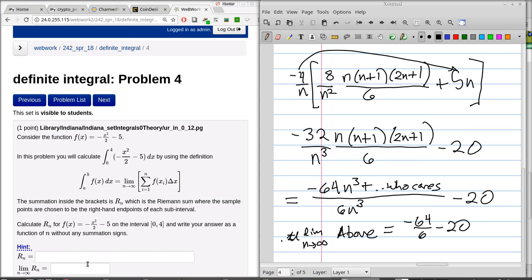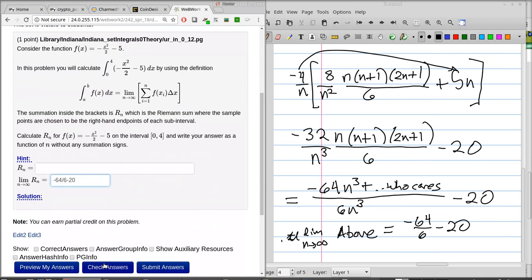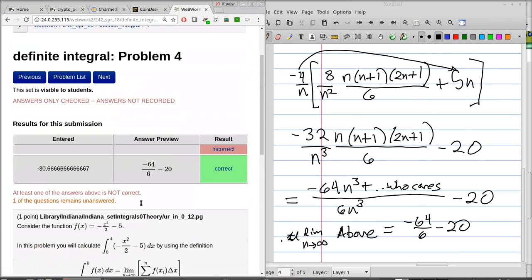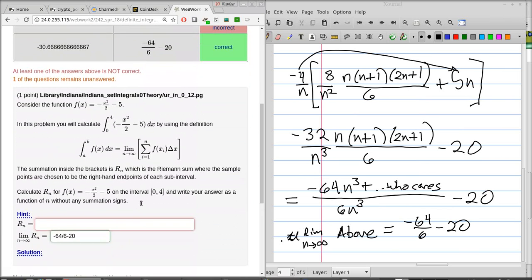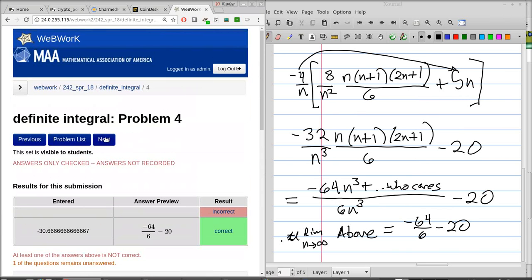So if that number is correct, then the answer for the other part must be correct also, and that's a lot more typing, so I'm just going to check this one. Minus 64 over 6 minus 20. Yes. So if I bothered to type in the other part, that would have to be right too, and you can just type it in yourself.